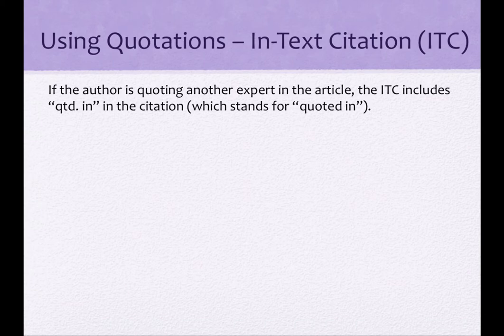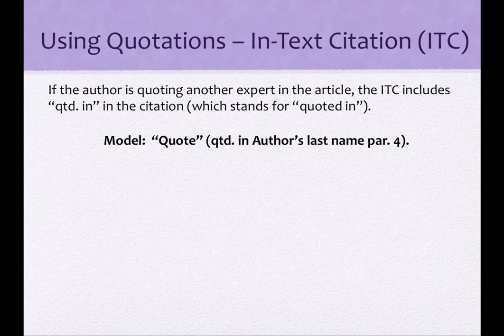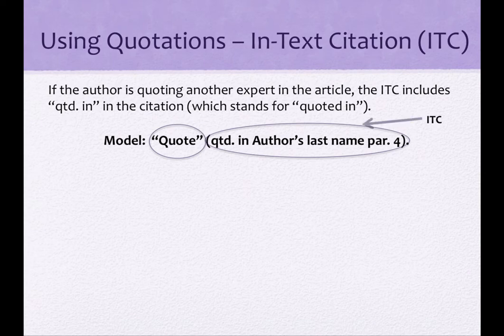If the author's quoting another expert in the article, the ITC includes QTD in, which means quoted in. So that would be an author quoting another author. Here's the model. Here's the quote from the article, and it was quoted in this author's last name, or the person who wrote the article, and the paragraph number. That's the in-text citation. There's the end mark.